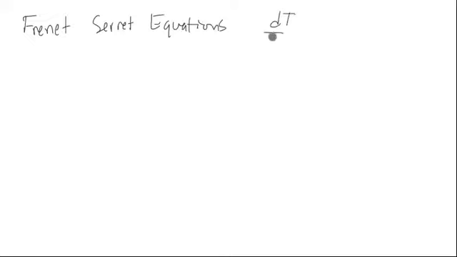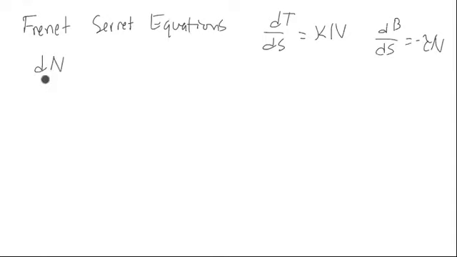So in the last video, we talked about a couple of the Frenet-Serret equations, and we're going to come up with another one. The ones we have so far are dT/ds is equal to kappa N, and the other one is that dB/ds is equal to negative tau N. Now the third one we're going to come up with is something for dN/ds.